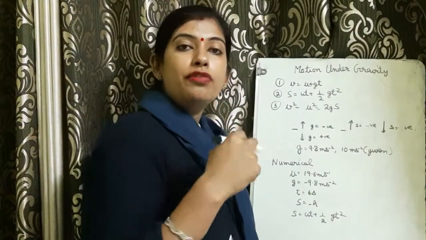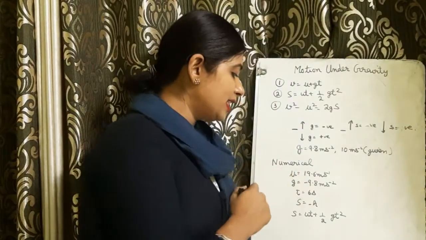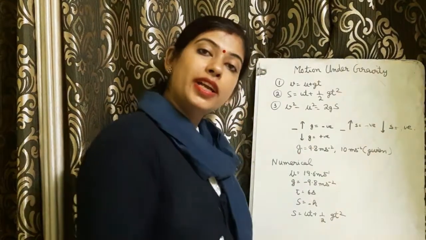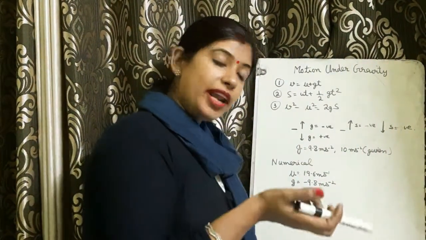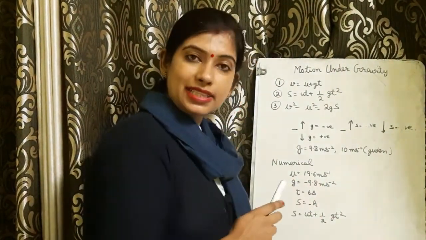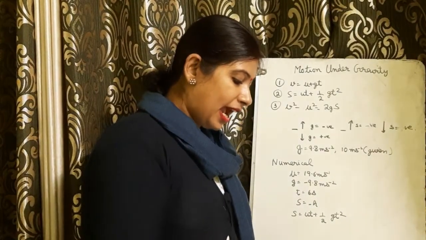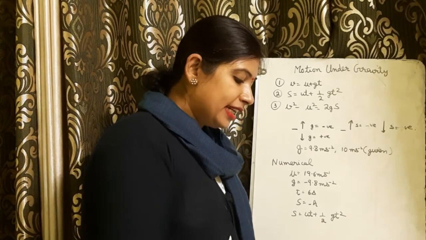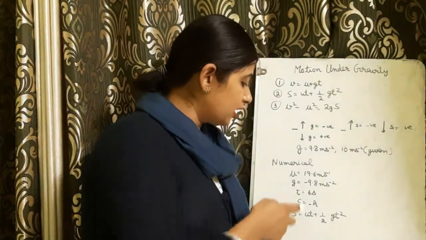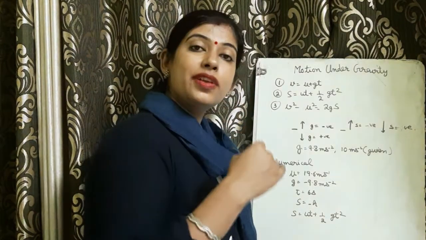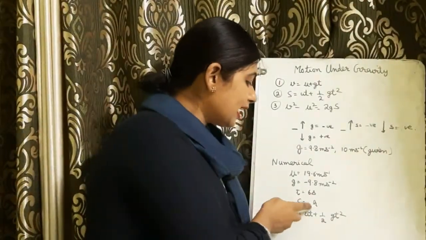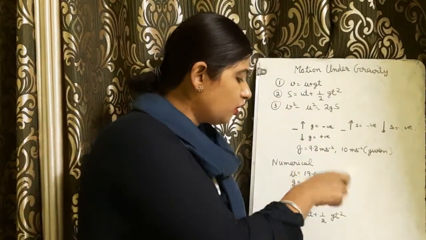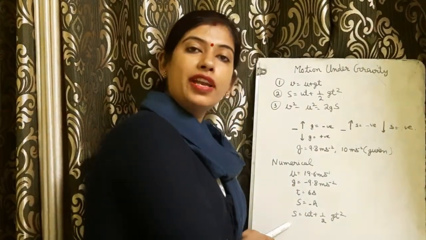Here, the value of u is 19.6 meter per second. Now, the ball is thrown vertically upward. Since it is upward, g will be taken as minus 9.8 meter per second square, and it returns to earth in 6 seconds. So time is 6 seconds, and since it is at a height, s is taken as minus h. You have to calculate the value of h. Substitute all these values and you will find the value of h.